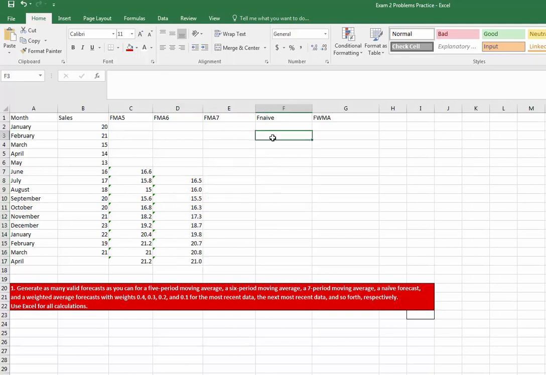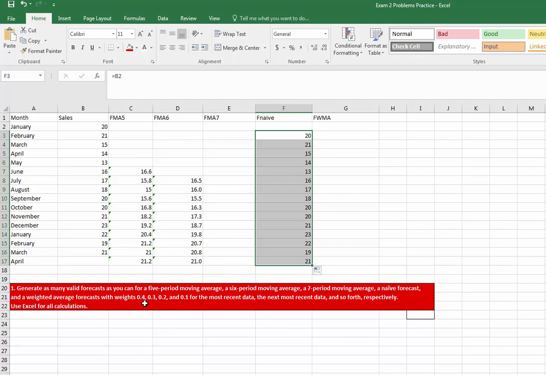Naive. What are we doing with naive? Naive, we're just looking at the previous period's actual. So here in February, I'm looking at January's actuals. So B2. And we copy that down. Boy, hard to get much simpler than that.